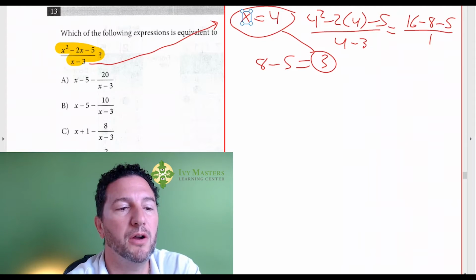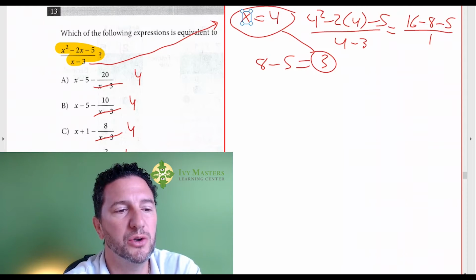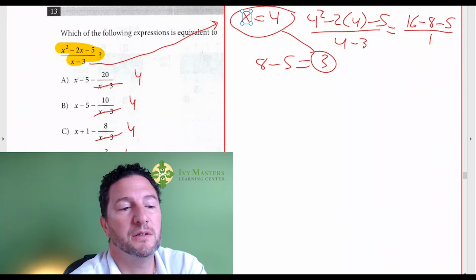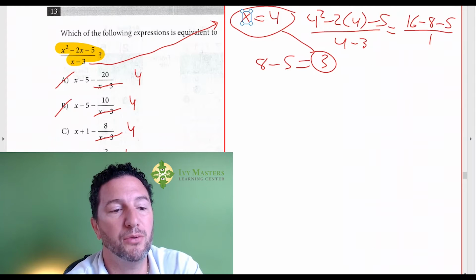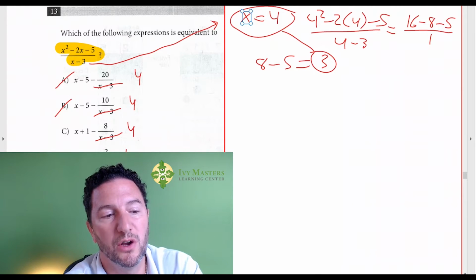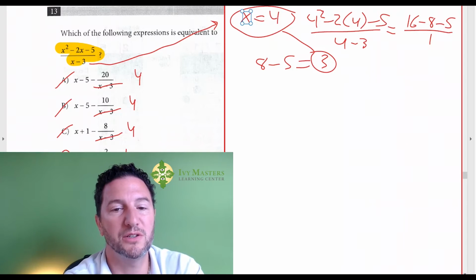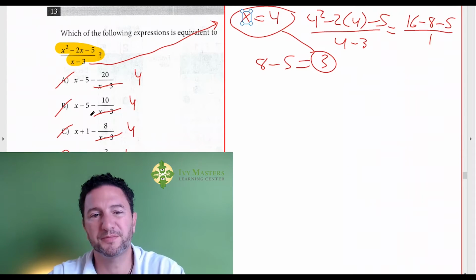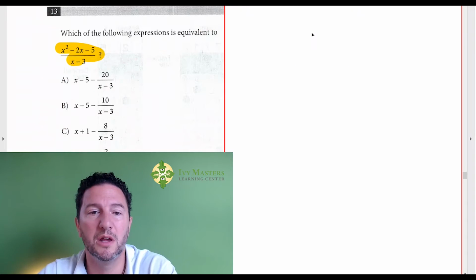So I'm going to plug 4 into each answer choice and see what gives me 3. Notice I don't have to plug into the denominator here because 4 minus 3 of course is 1. So I could just do 4 minus 5 minus 20. But plugging my 4 into answer choice A, I get a negative, so that's gone. Same thing with B. I need a positive 3. Answer choice C, 4 plus 1 is 5 minus 8 is negative 3. That's gone. And answer choice D, 4 plus 1 is 5 minus 2 will give me that positive 3.